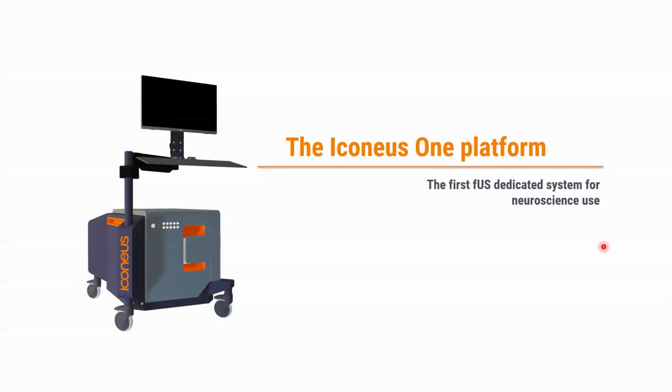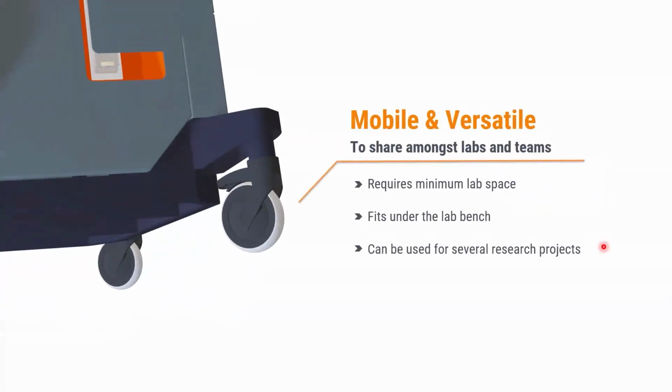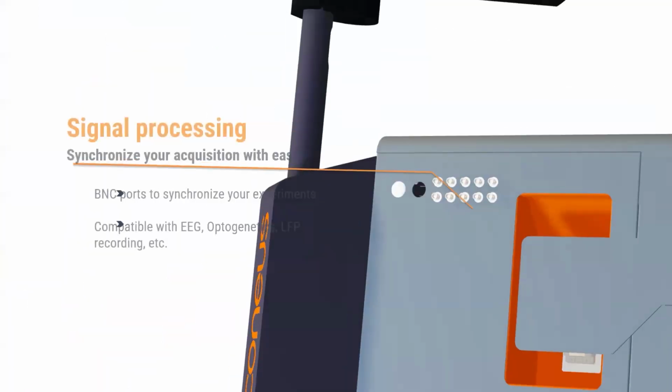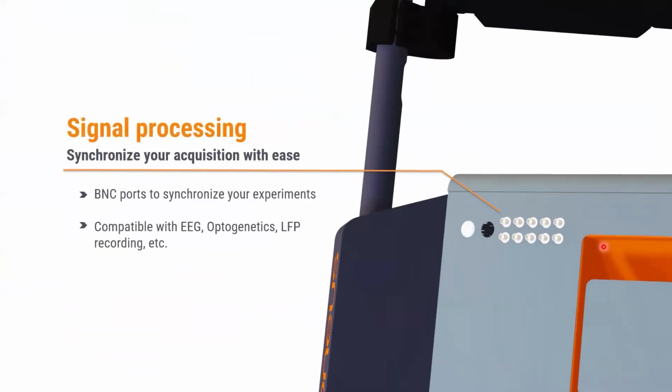So let's see some characteristics of this platform. First of all, as we mentioned at the beginning, it's highly mobile and versatile, requiring minimum lab space, and can be used for several and shared research projects across facilities and animal models. Of course, we give the possibility of synchronized functional ultrasound acquisitions with other modalities, so there is support for synchronization with electrophysiology, optogenetics, EEG, LFP recordings, whatever you need.